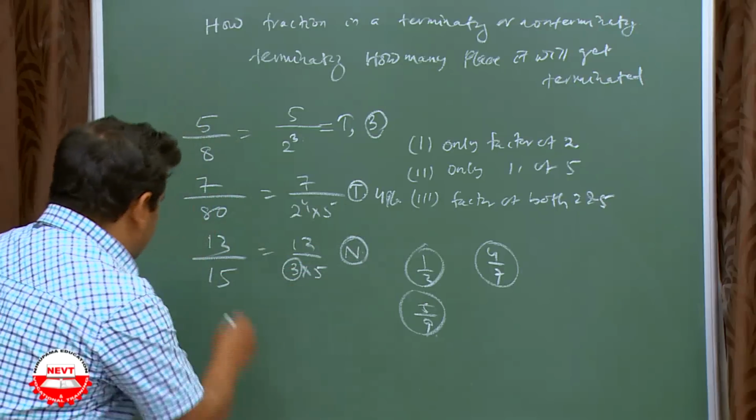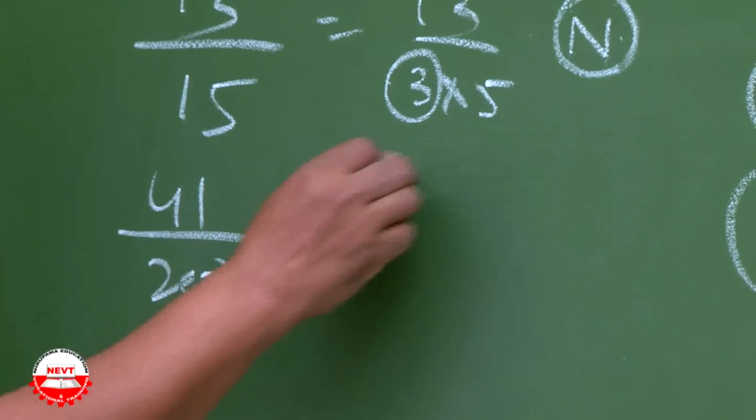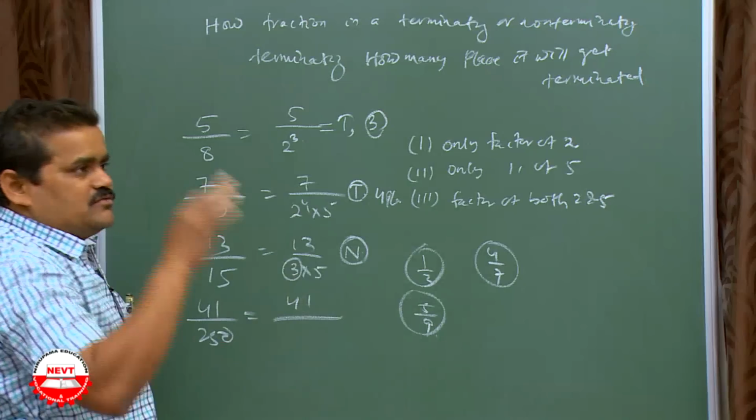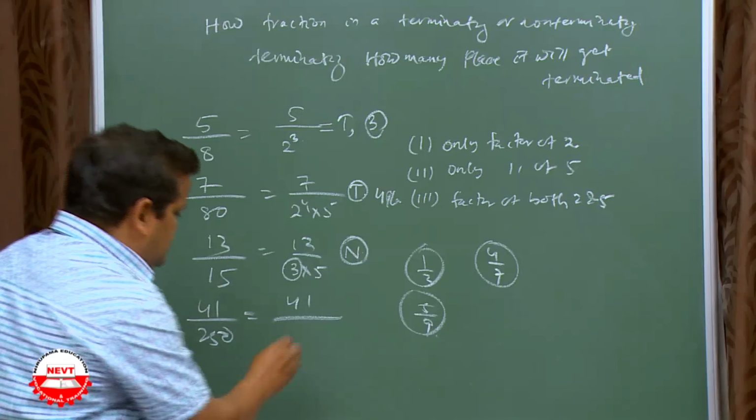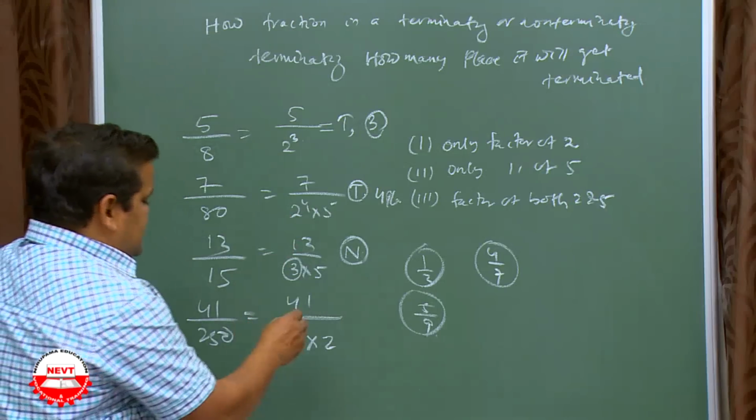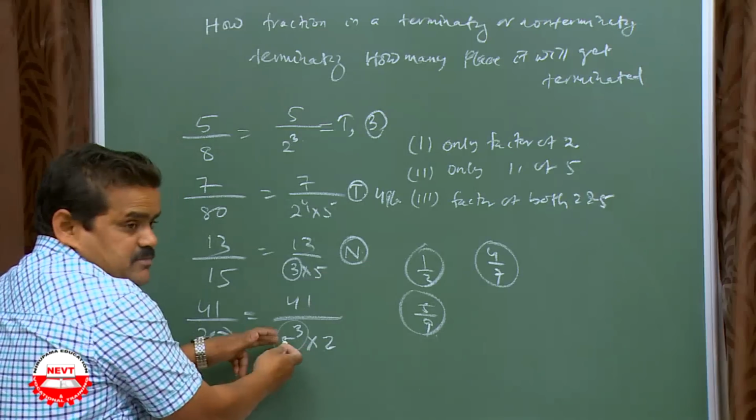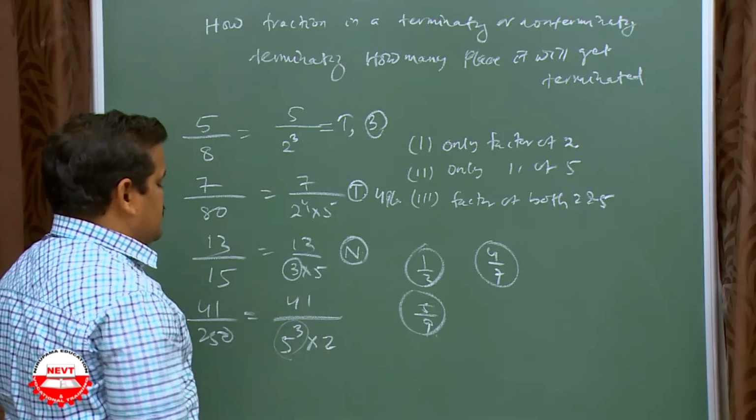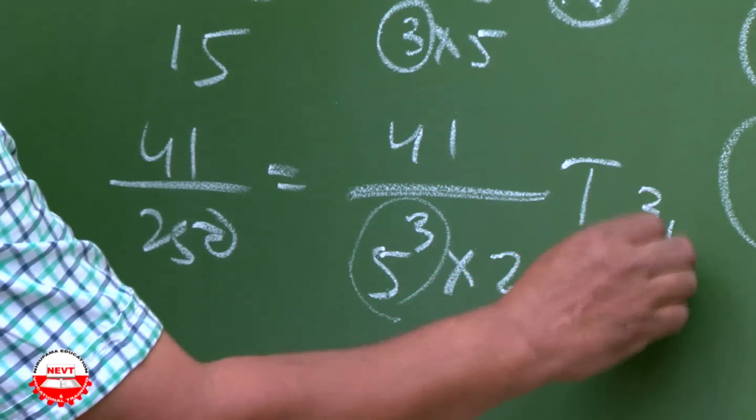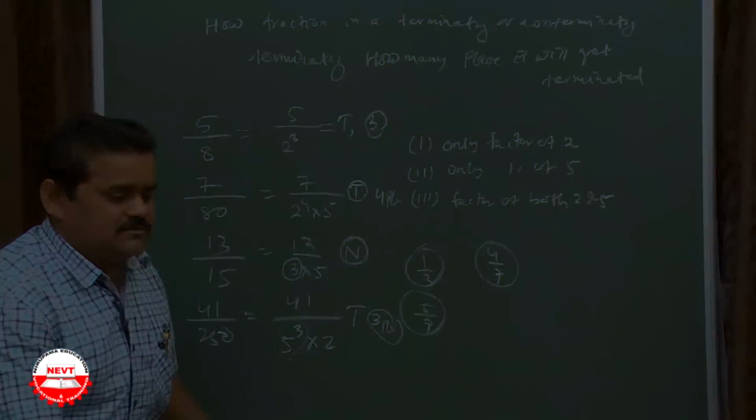Let me give you another example. Let us say 41 by 250. It means 41 by 250, make it factorize. That is 125 into 2. That means 5 cube into 2. That means here you will notice the highest exponent of 5 is 3. It is terminating because 5 and 2 are there. Okay? But it will terminate after 3 places. Okay? Clear about this?